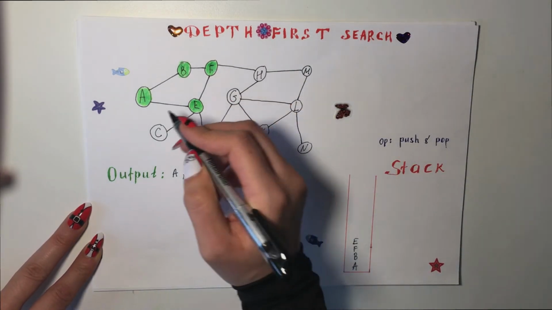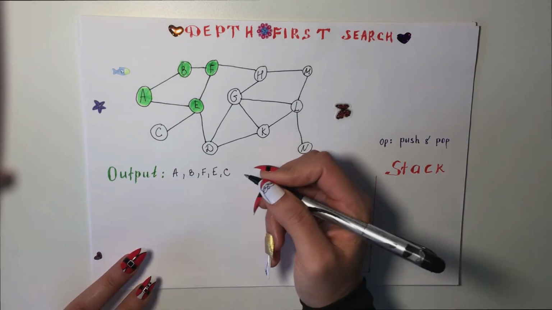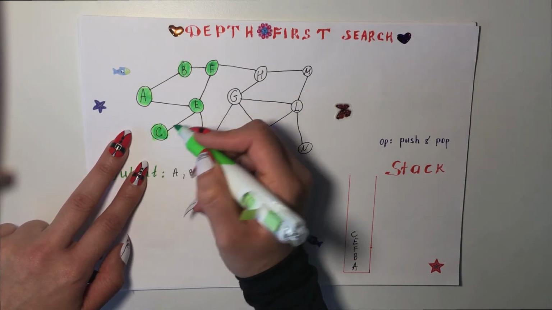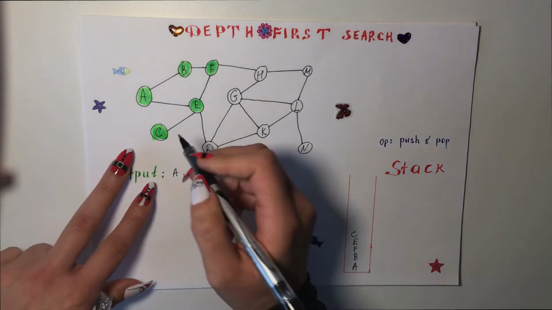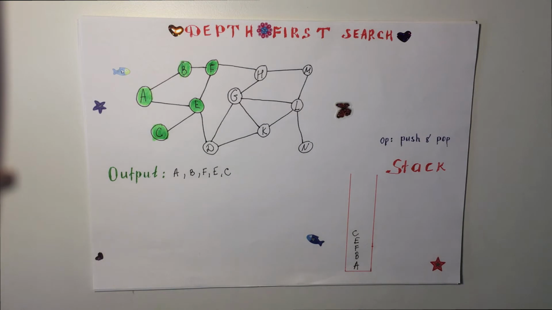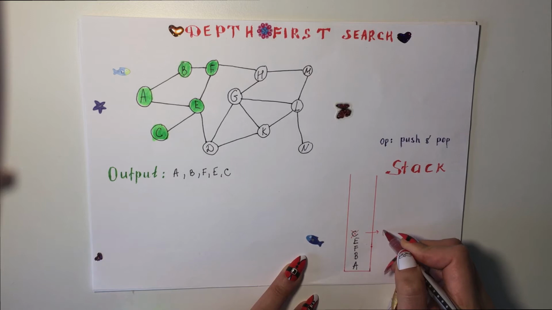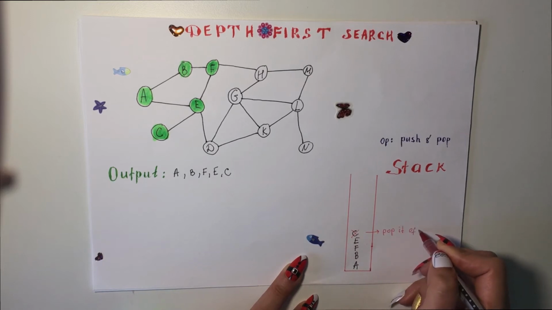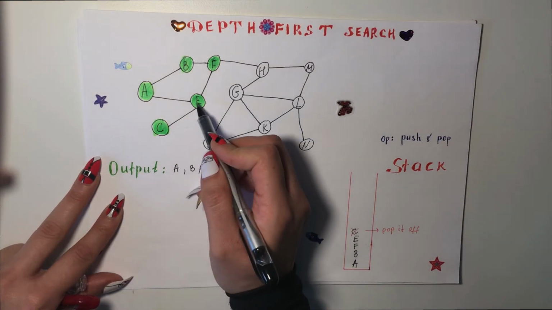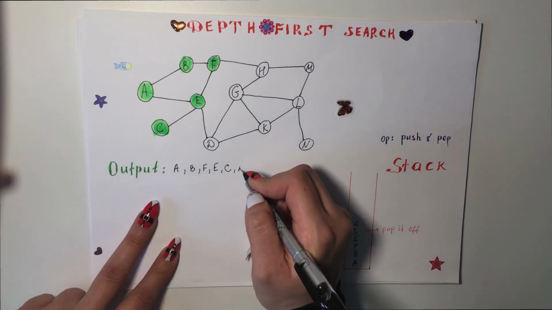C is pushed on the top of the stack, added to the output sequence, and finally marked as a visited node. So we need to be careful here. C has no more adjacent unvisited node. It means that we will pop it off the stack and go back to the previous visited node, which was E. E has only one adjacent unvisited node left, which is D.